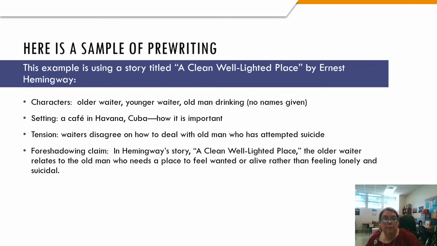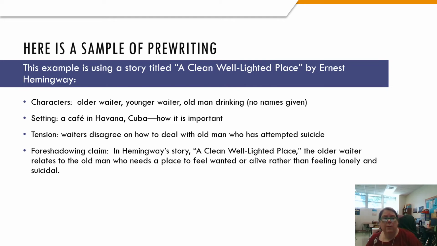In this case, you have the old man, and then the older waiter and the younger waiter. And the tension is built by the discussion that the waiters have, who disagree on how to deal with the old man who's hanging around the cafe later and later and later. And they talk about the fact that this old man has attempted suicide. So it has a lot of different layers of tension, not just between the waiters, but also between the old man and himself. He has conflict within himself about whether he wants to continue to live.